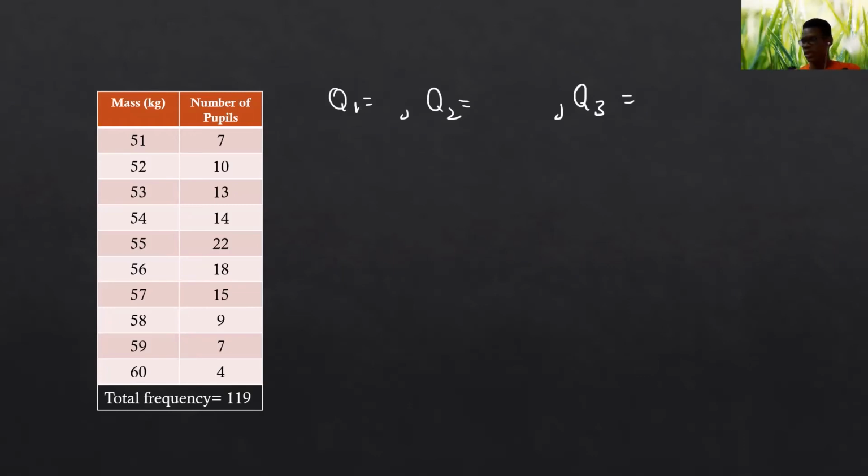Get on it. You can get on it now. Try to get the first, second, and third quartiles for this data set. The total frequency is below. You have the formulas. I've gone through examples. Let's see you try this yourself.